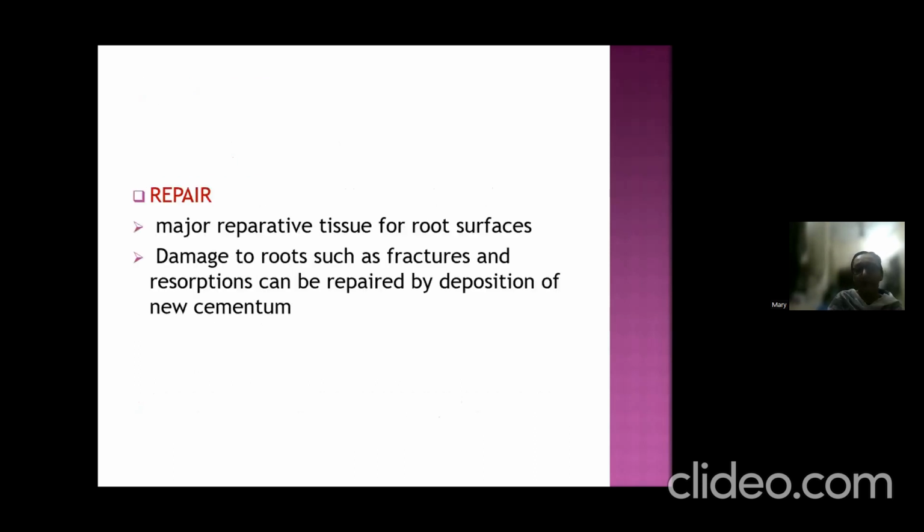Now repair, this is the major reparative tissue for the repair of the tooth surface. That is, any damage that occurs to the root, such as fractures or resorption, will be repaired by deposition of new cementum.